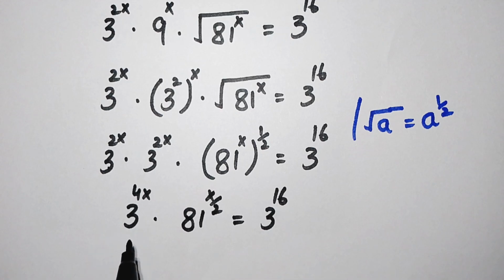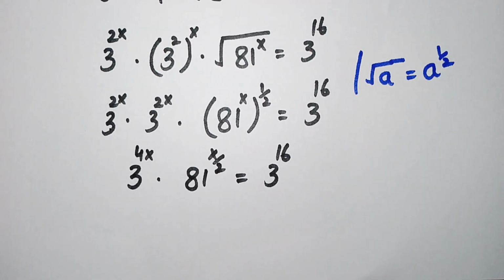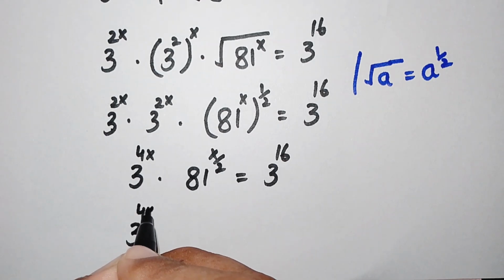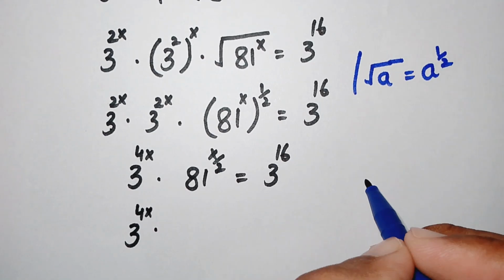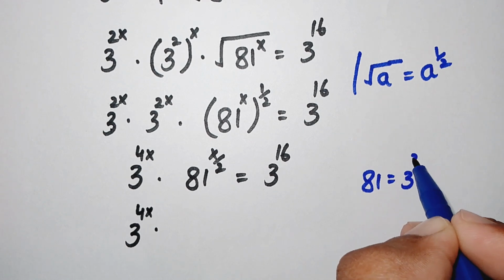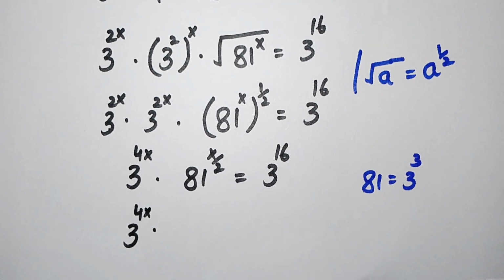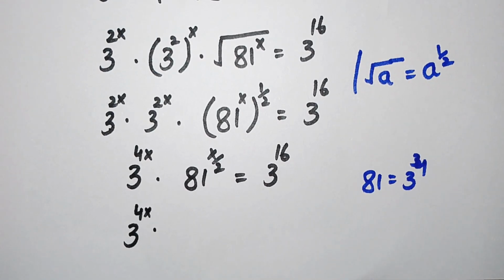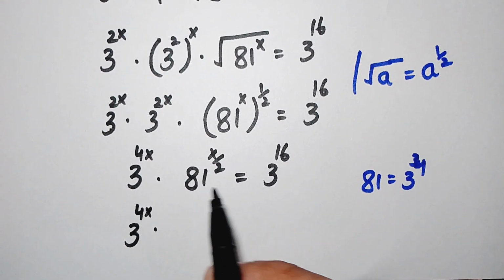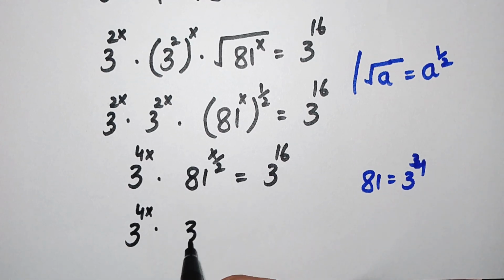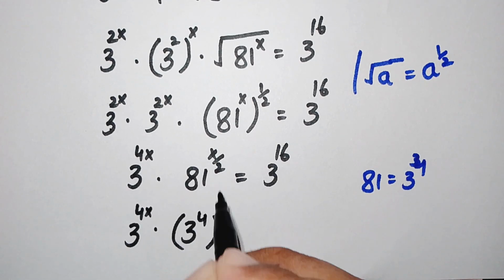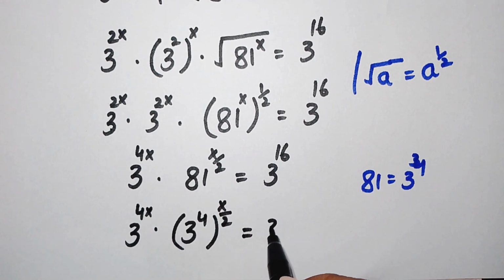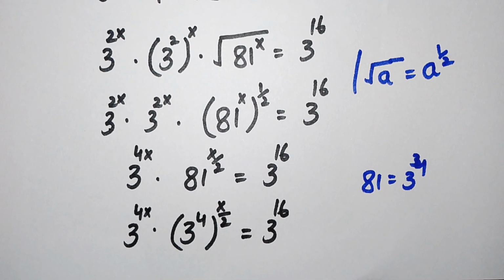Now in the next step, here to solve this interesting question, 3 to the power of 4x times, again we know that 81 is equal to 3 to the power of 4, so here we have to replace 81 by 3 to the power of 4, so here 3 to the power of 4 and here to the whole power of x divided by 2, which is equal to 3 to the power of 16.